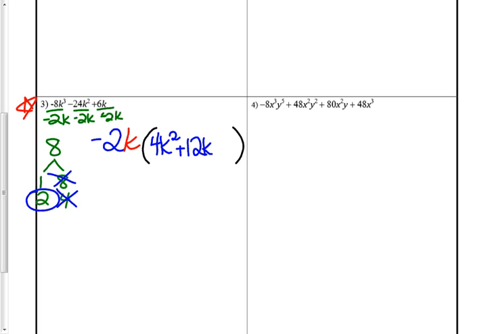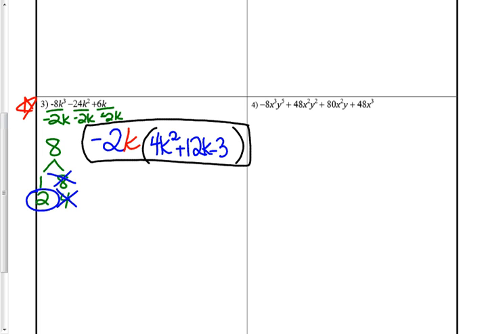And then a positive 6 divided by negative 2 is actually a negative 3. And my k's will actually cancel out because I have 1 k in the numerator, 1 k in the denominator, 1 minus 1 is 0, so I have 0 k's left. So I wouldn't write a k there. So this would be my final answer.